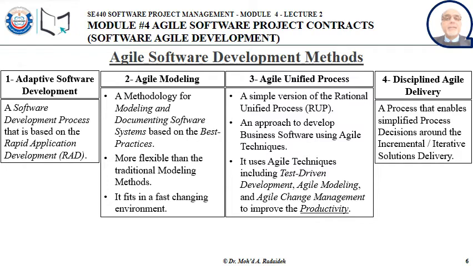The fourth one, the disciplined agile delivery, is a process that enables simplified process decisions around the incremental and iterative solutions delivery. And we talked about the incremental and iterative project management methodology. We talked about the incremental and iterative software development approach, etc. It is very much here a simplified version of that to speed up the process from the agility perspective.